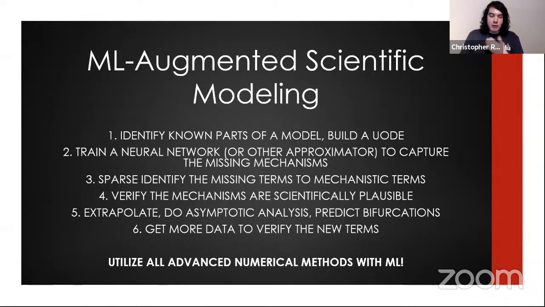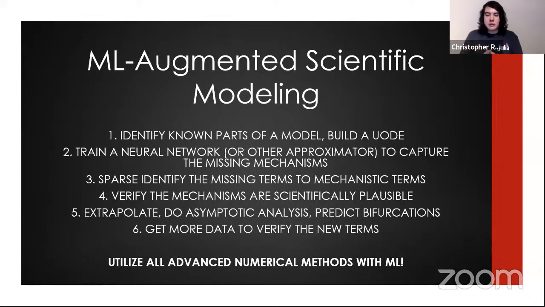applies. So you can verify the mechanisms by looking at what terms are related to each other, and you can extrapolate better because you have a sparsified system. You don't have one of these massively over-parameterized systems. You can also use this to tell you what data you might need to get to further improve your model.